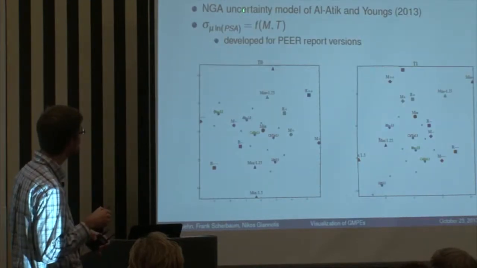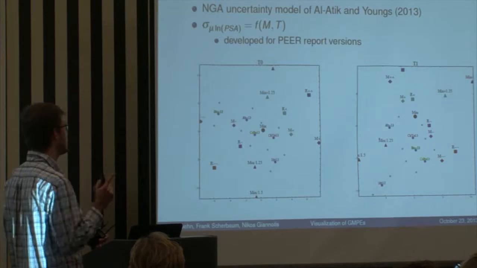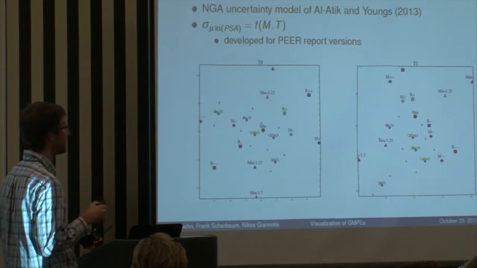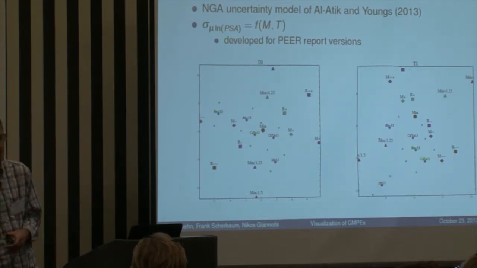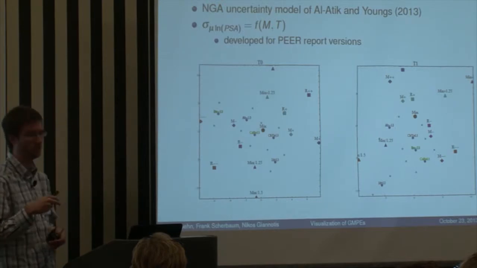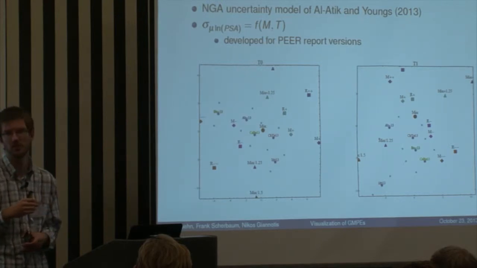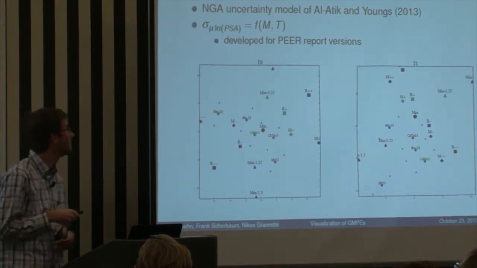Okay. So this is now the NGA uncertainty model of Al Atik and Youngs. So this is the uncertainty in the median predictions as a function of magnitude and period. So it's basically a constant for magnitudes until, I think, 7. And then it increases linearly with the magnitude. And it's also constant for periods until 1 second. And then I think it also increases linearly for long periods, with the log period, okay, sorry.